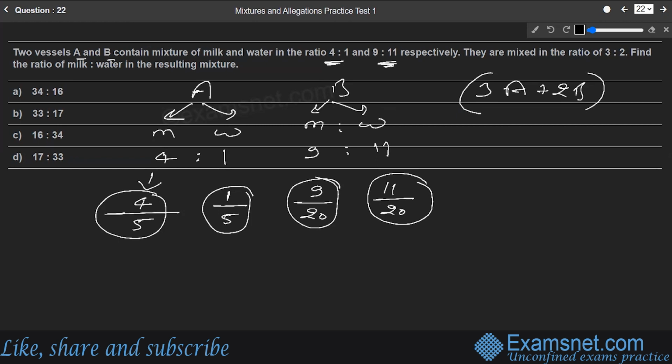So these are the milk and water quantities in the mixture of type A. This is milk A, this can be written as water A. This is milk B, and this is water B. So these are the four different compositions available.